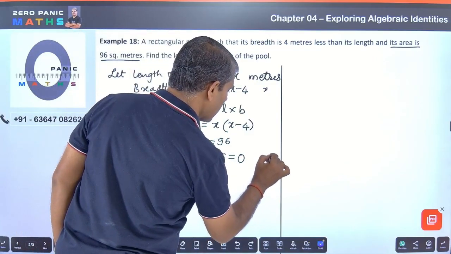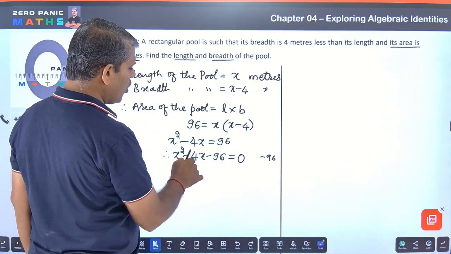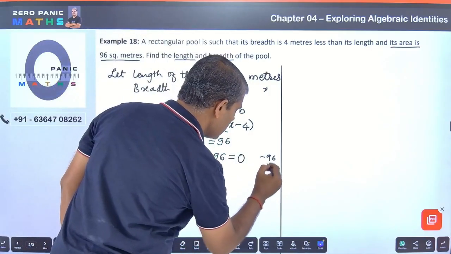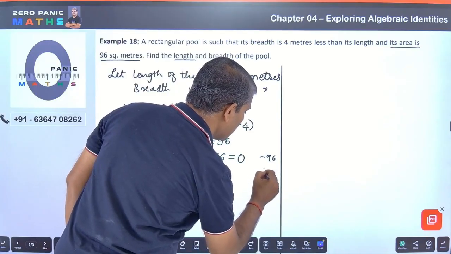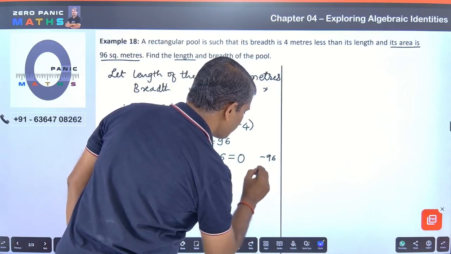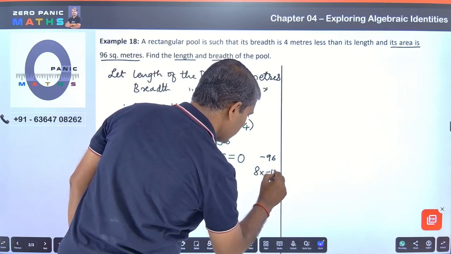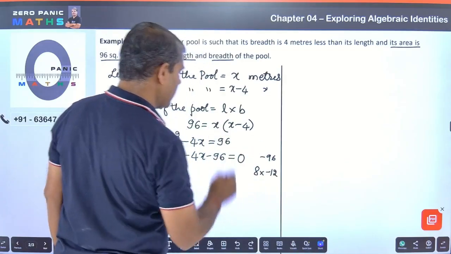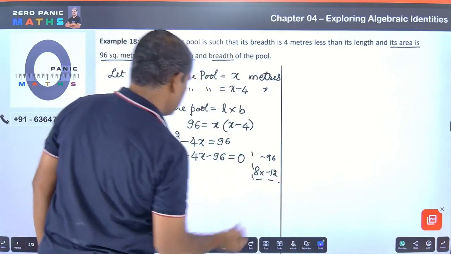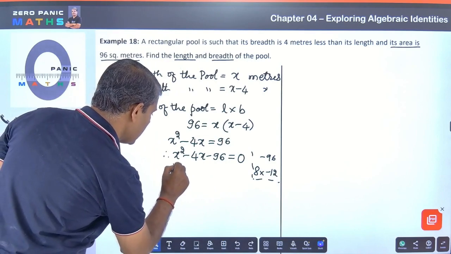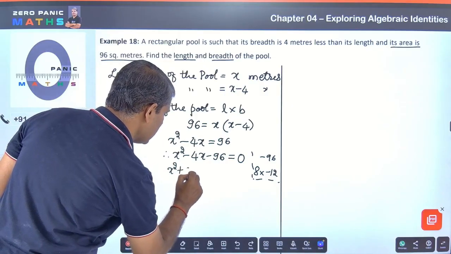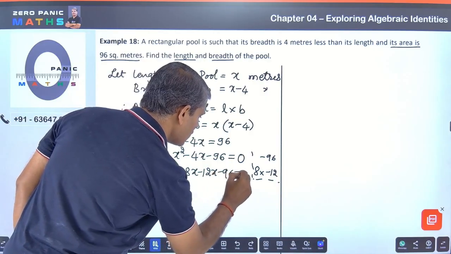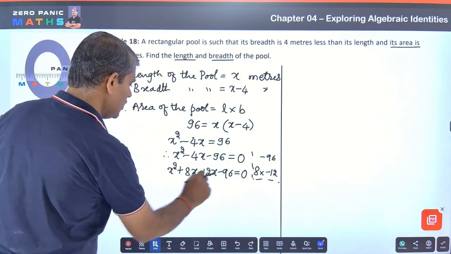So the product here is minus 96, and I have to get two factors whose sum is minus 4 and product is minus 96, and that is 8 and minus 12. 8 minus 12 is minus 4, and 12 times 8 is 96 with the minus symbol. I think you got it. Now let me write this as x square plus 8x minus 12x minus 96 is equal to 0. I just split the middle term into this format.